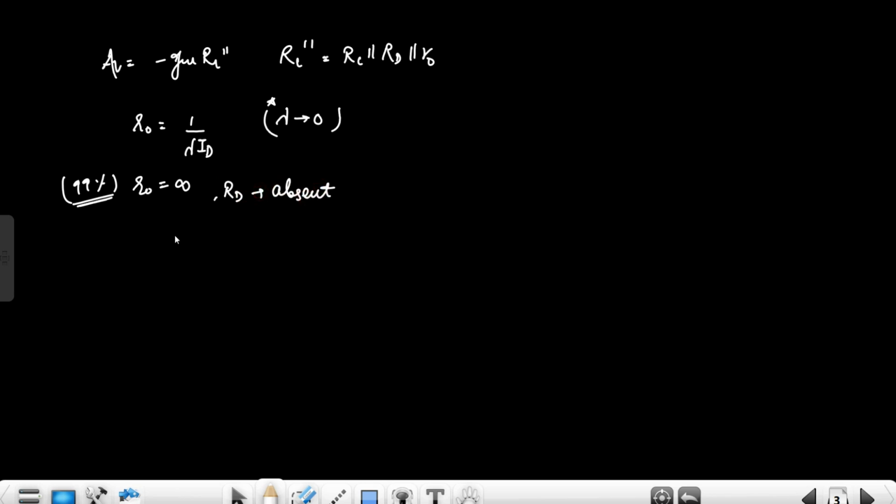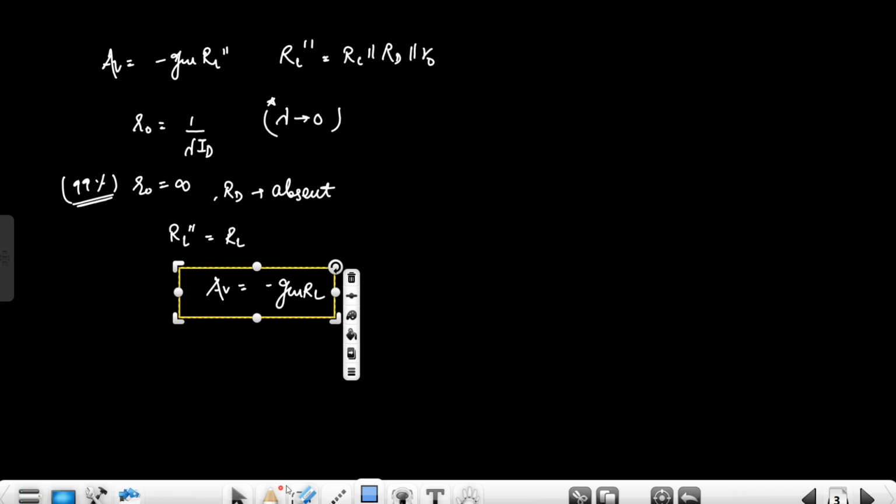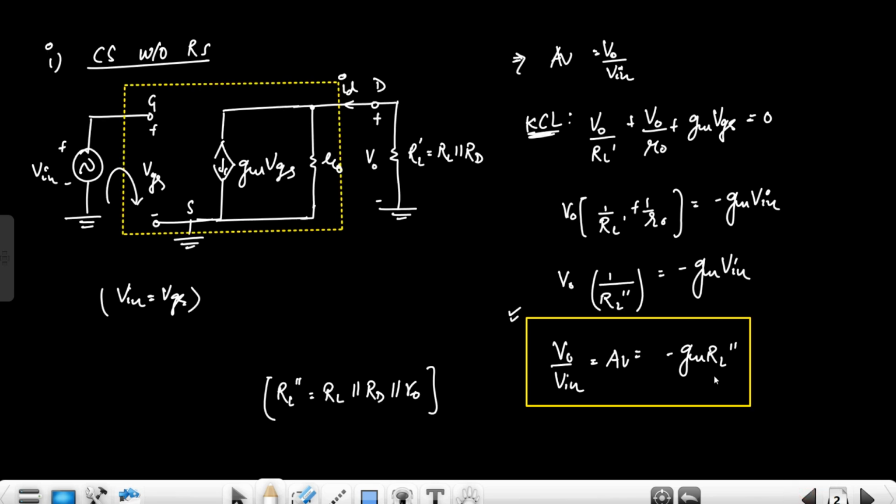So then this RL double dash will be simply RL, right? In that case, the small signal voltage gain will be simply minus GM RL. So basically, remember minus GM RL, common source without RS, no result. But we should have a good idea that if these resistances are in parallel, then we will apply it like this, right? The parallel combination of these three resistances.